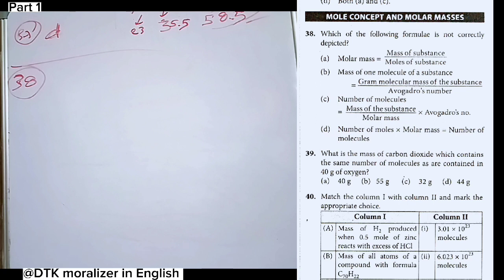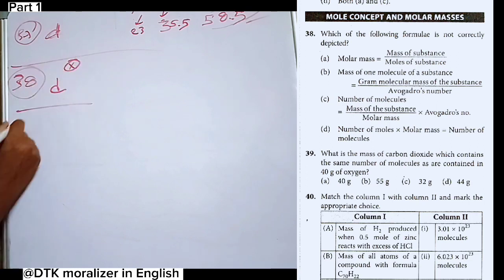Now question number 38. Which of the formulas is not correctly depicted? So you have to find out the wrong one in the options. As you can check the options, here the wrong one is option D.